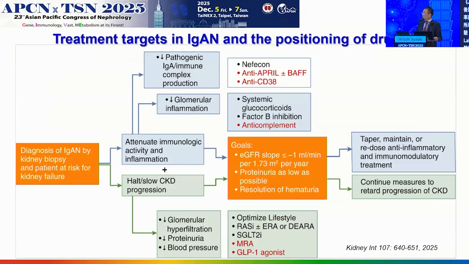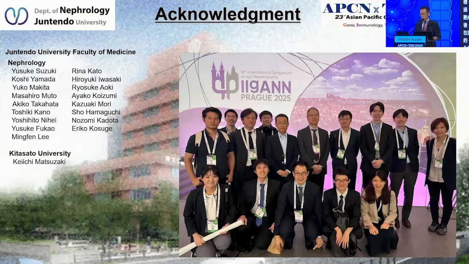Professor Jonathan Barratt already explained the upper part of the pathogenesis of IgA nephropathy, control of B cell maturation. After the deposition of IgA-containing immune complexes, we would like to reduce the glomerular inflammation. In such a case, a systemic glucocorticoid is effective. However, recently we have another tool to inhibit complement activation, such as factor B inhibition and other anti-complement treatment. We would expect the efficacy and also safety data. Thank you very much for your kind attention.